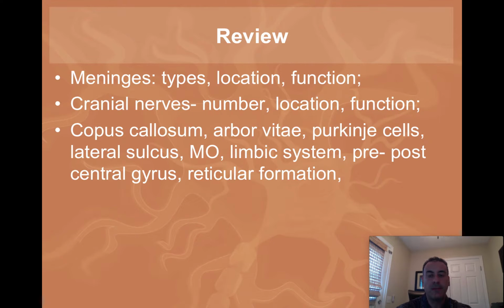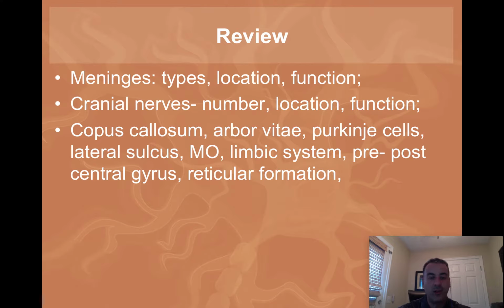Some terms that you may want to look into: corpus callosum. Where is it? What does it do? How does it do its job? Arbor vitae. Well, it's kind of like the corpus callosum. I spelled corpus callosum wrong, I apologize. So basically, where are they located, and what's their function? Purkinje cells, what are they?